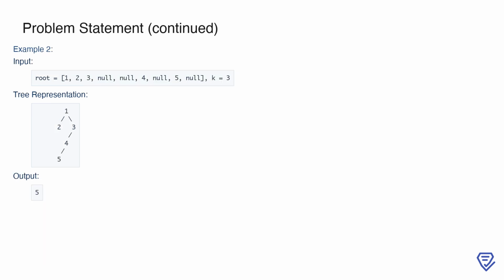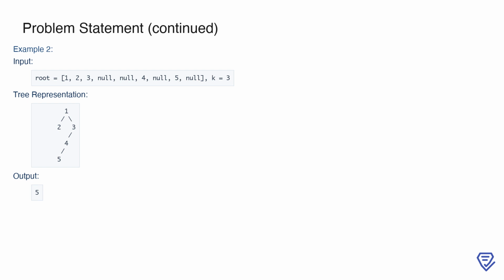Now, consider a second example. Here, the input is root equals 1, 2, 3, null, null, 4, null, 5, null, and the target value k is 3. When visualized, the tree has 1 as the root, with 2 as its left child and 3 as its right child. Node 3 has a left child 4, which in turn has a left child 5. This creates a deeper structure. The target node in this case is 3. To solve this, we identify the leaf nodes, which are 2 and 5.